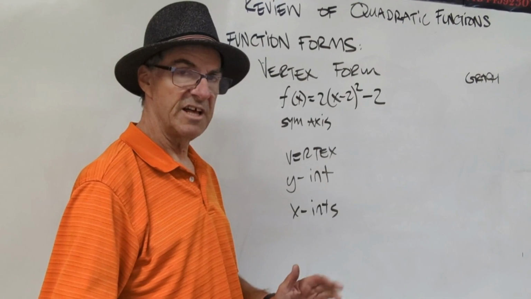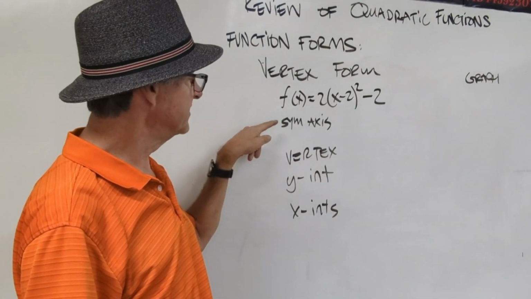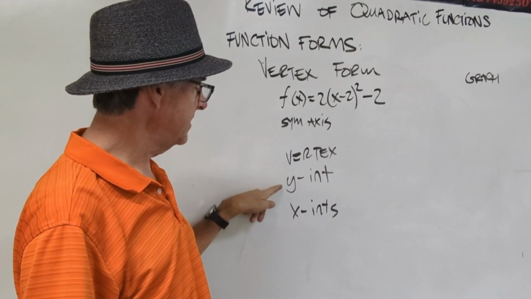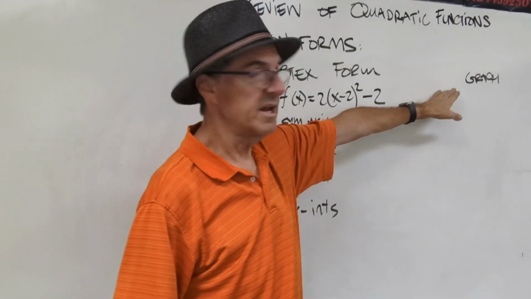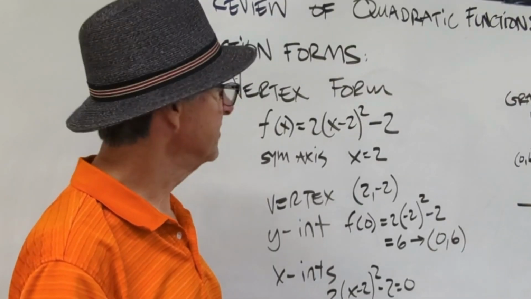All right, just like last time, let's do an example. Here's your function. I want you to find the symmetry axis, the vertex, the y-intercept, and the x-intercepts, and then go ahead and make a graph. So pause the video and do all that. Okay, let's see how you did.